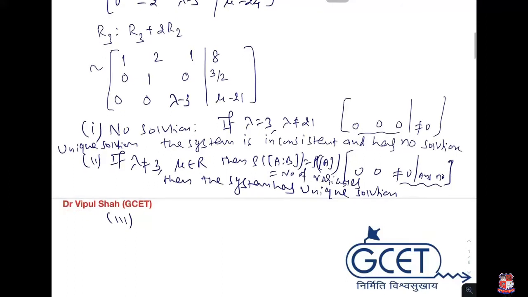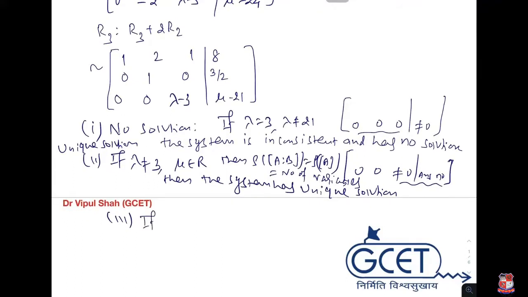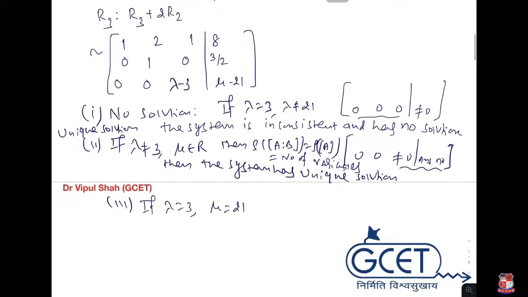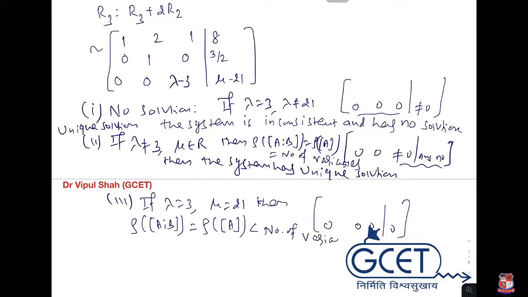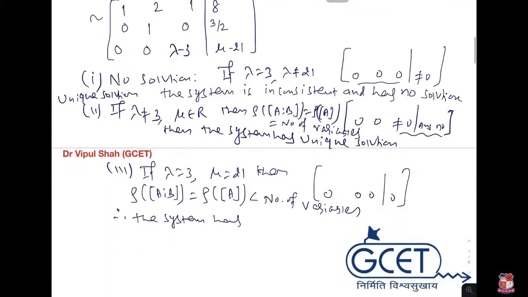And the third one is, if lambda equal to 3, mu equal to 21, then the last row would be like this: 0 0 0 and 0. So then rank of AB equal to rank of A, and which is less than the number of variables, and therefore the system has infinitely many solutions.